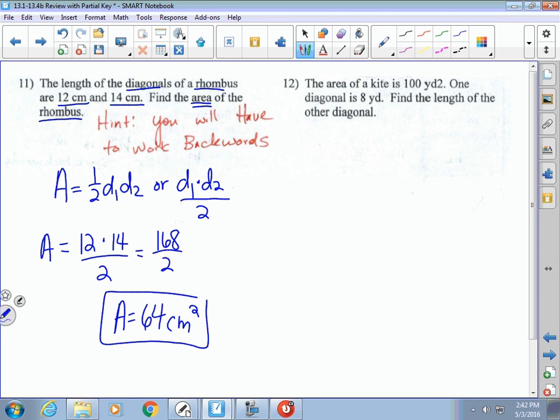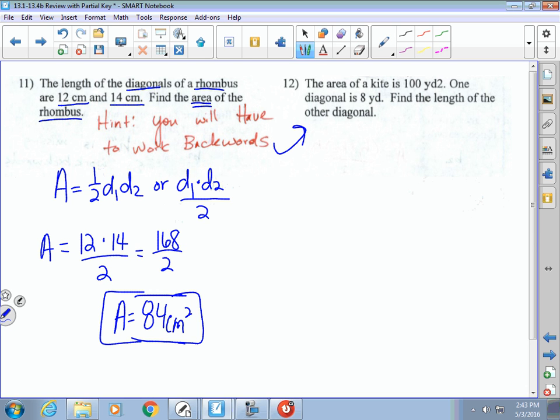I said 64. That's 84. Oh my goodness, I wrote that down wrong. Sorry. Centimeters squared. I can't believe I did that. Sorry. All right.